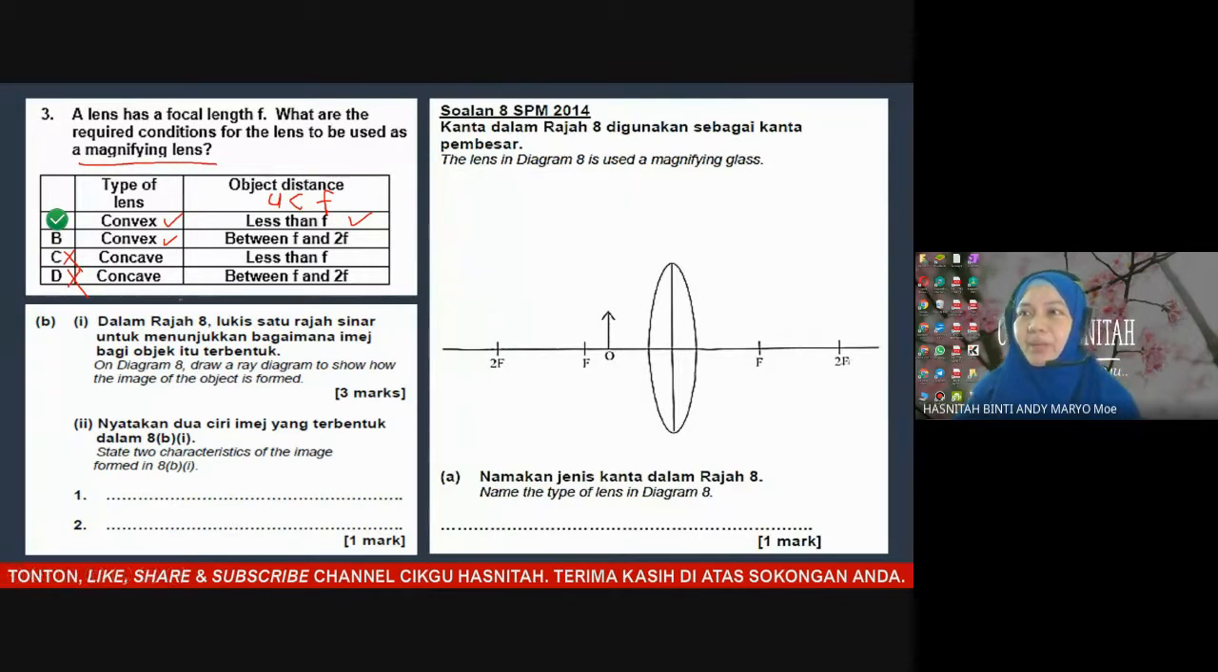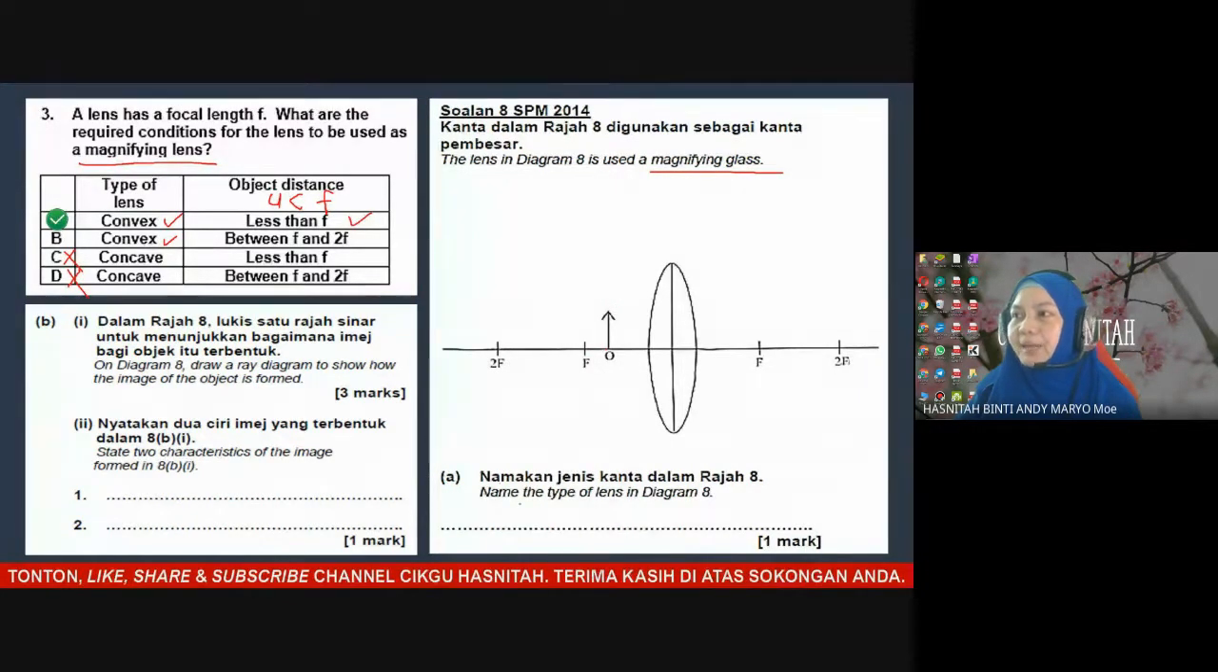Okay, now try question B. Okay, B1. Sorry, this one we started from here. Question 8. 8A first. You are given lenses in diagram 8 to be used as a magnifying glass. Okay, so this is the lens we are using. This is the focal point and this is where the object is placed. This is your object O.